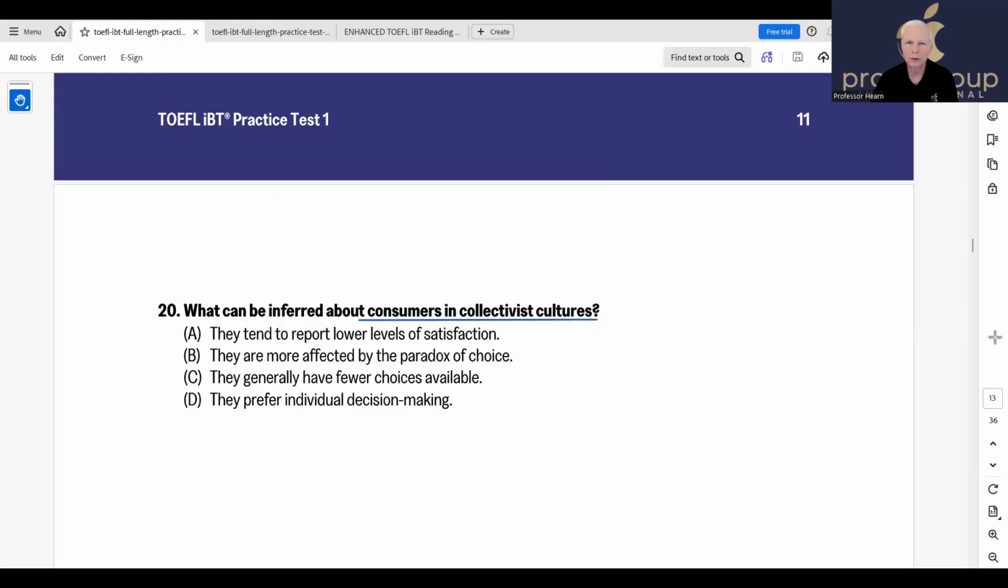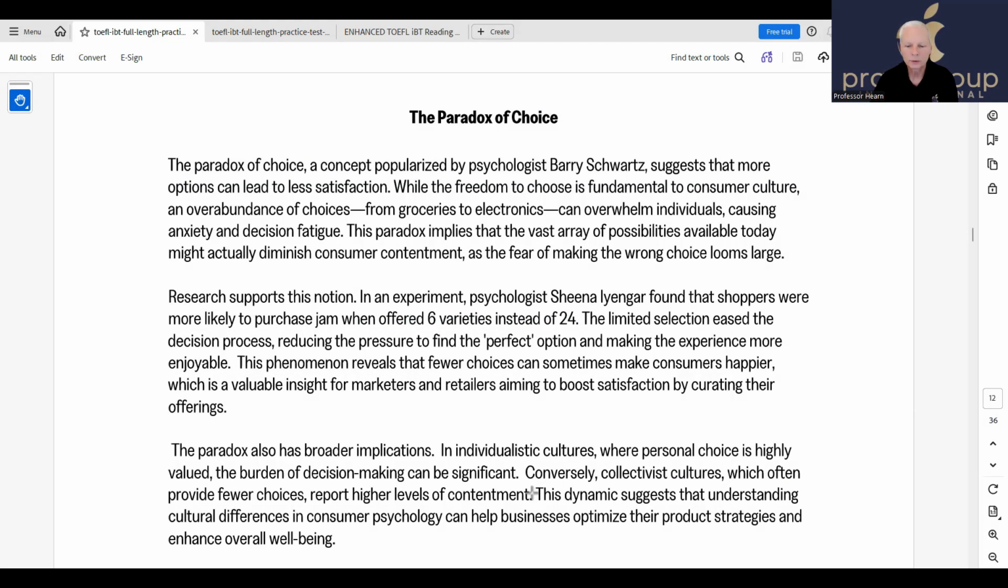And when we go to our passage, we're directed to read the sentence. Conversely, collectivist cultures, which often provide fewer choices, report higher levels of contentment. But if we read more, if we read the sentences before, the paradox also has broader implications. And the sentence, in individualistic cultures where personal choice is highly valued, the burden of decision-making can be significant. Notice that there's a word here that sticks with us. Do you know what that word is? Paradox. Because paradox is a strange word, we think about it.